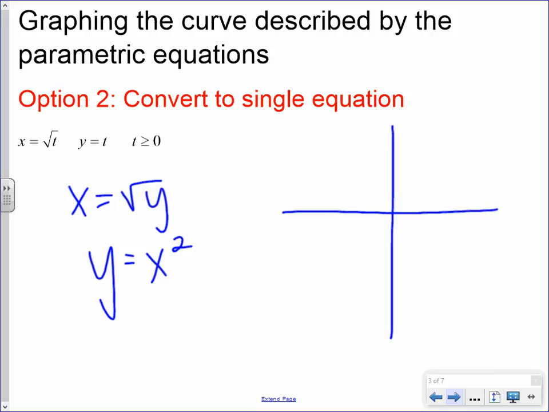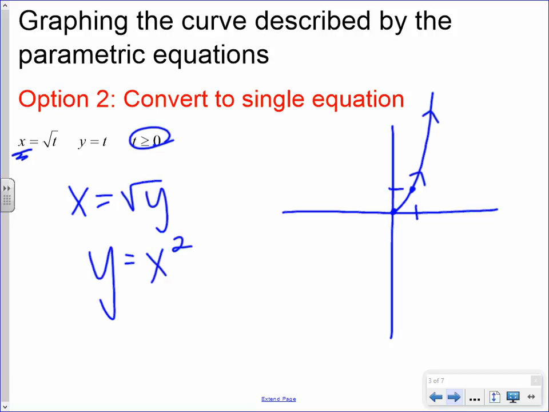However, since t is greater than or equal to 0, what is that going to mean about x? x is greater than or equal to 0. So we only have half of a parabola, because the domain of t was t is greater than or equal to 0. That is going to affect our graph. It's going to affect the domain of our rectangular equation.